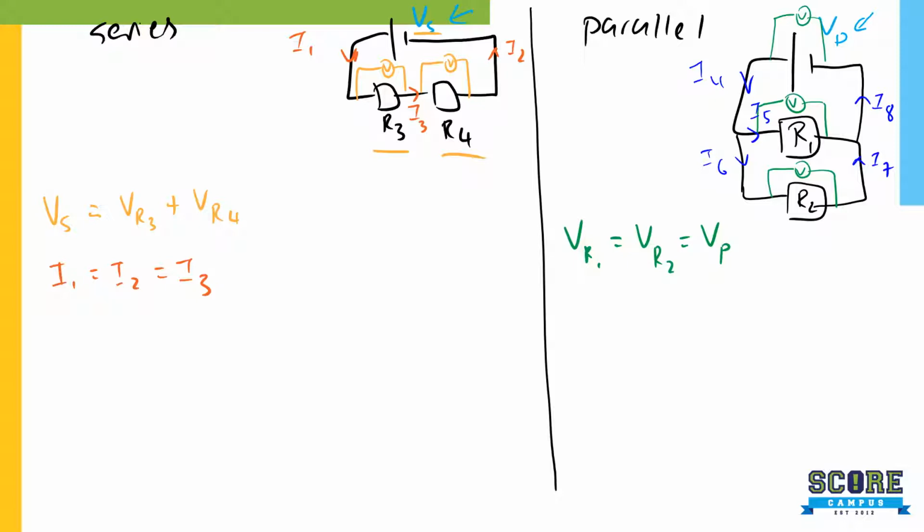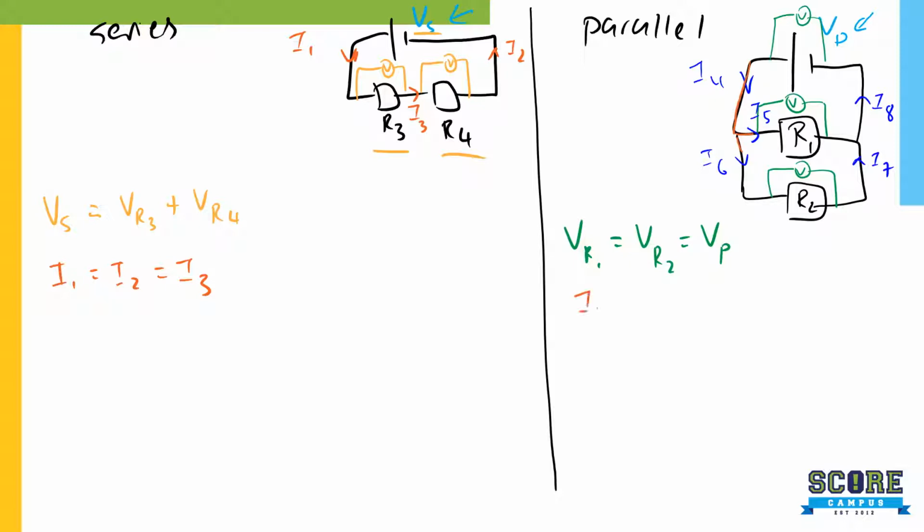What does this mean? This means that the current remains constant throughout the circuit. As long as it's a series circuit, the current remains constant throughout. Yeah? Now, for the parallel, what you will see is that here you've got current and it splits up, right?